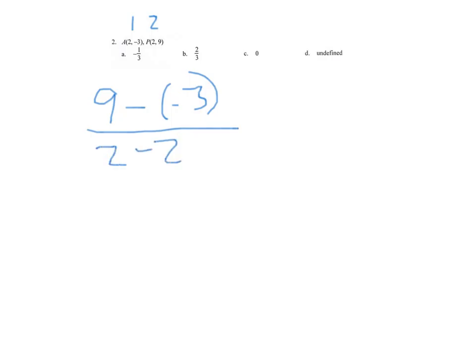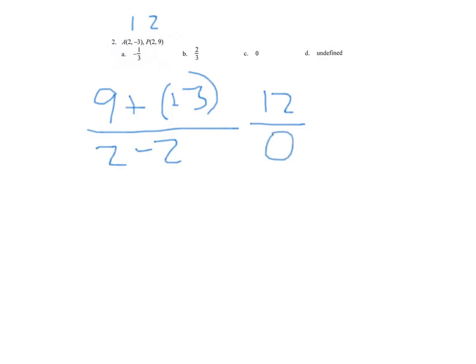Number 2, we're going to solve that the same way. So I'm going to put 1 on top, 2 on top here. And I have 9 minus, so I got 9 minus negative 3 over 2 minus 2. Change the signs up here. That gives me 12 over 2 minus 2.